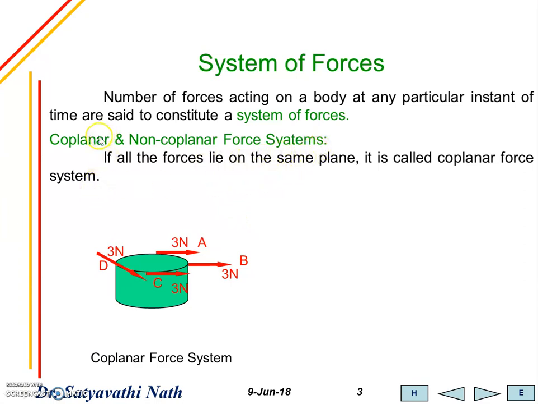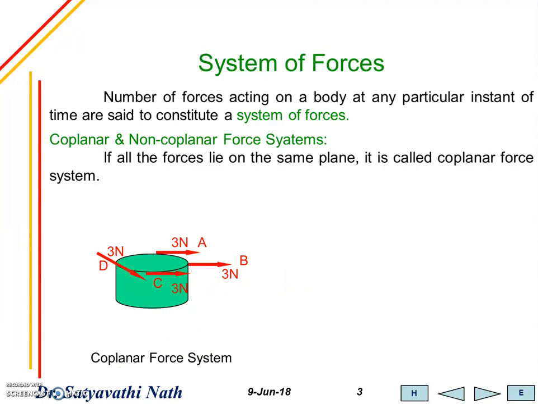In coplanar force system, from the name itself we can say coplanar. That means all the forces act on the body in same plane. Here if you see this diagram, here we can understand that total four forces are acting on this body, but all of them are in single horizontal plane. So this force system comprising all these four forces is called as coplanar force system.